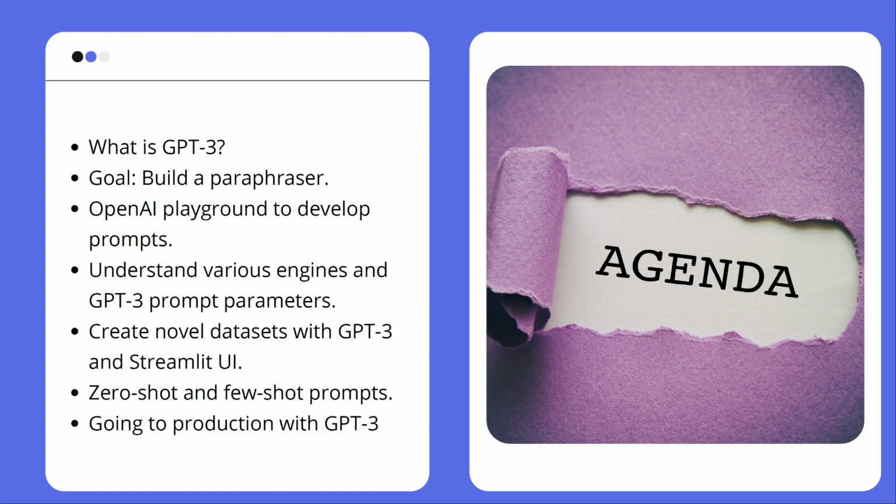We'll also understand various engines that are available in GPT-3 and also different prompt parameters. And another interesting thing is you can create new novel datasets with GPT-3 and Streamlit. So we will also see how we can completely generate a new paraphrase dataset using GPT-3 prompts. And we'll also learn about zero shot and few shot prompts. And finally, we'll see how we can go to production with GPT-3.